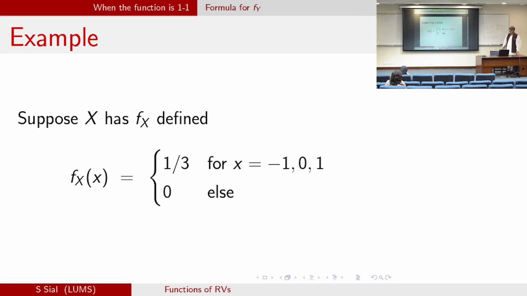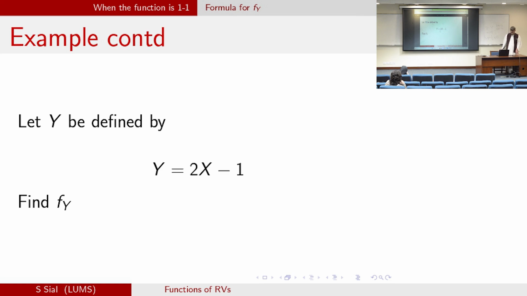Let's say X can take values -1, 0, and 1 with probability 1/3, and cannot take any other values. We had the PMF for X like on the screen. Let Y be defined by Y equals 2X minus 1. Find f sub Y. Give it a try.